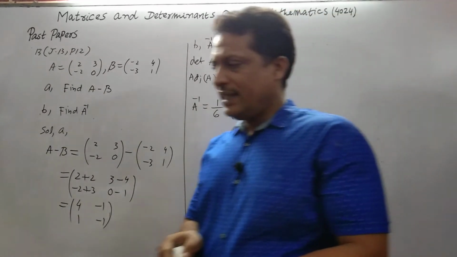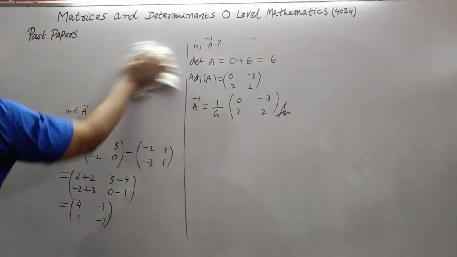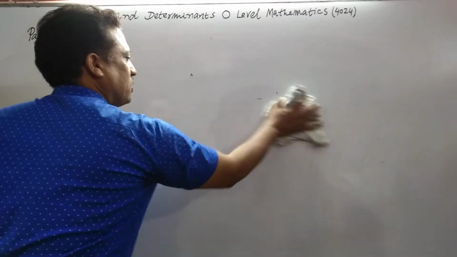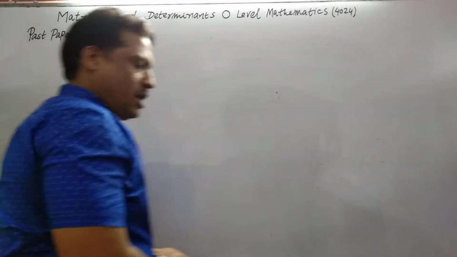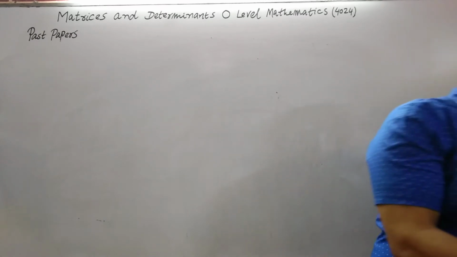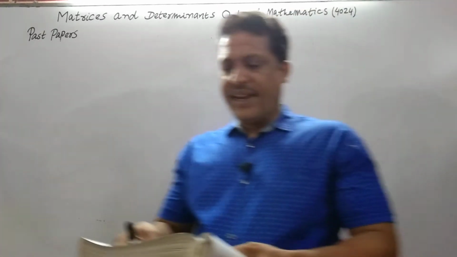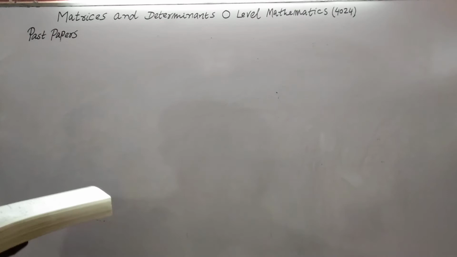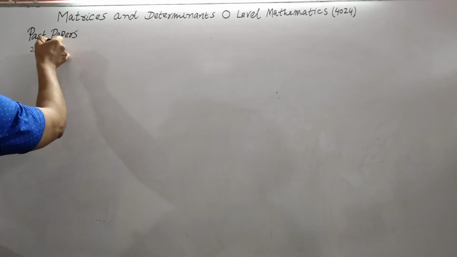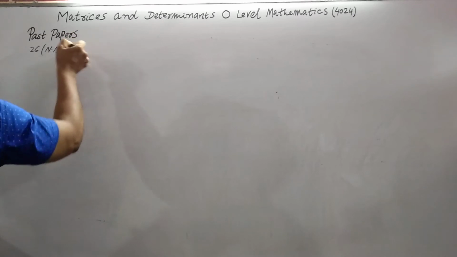Okay, students, let's have a look at the next question. Matrices questions, when they come in past papers, paper 1, are always very easy. The next question is question number 26. This question came in November 2013, paper 1, variant 1.